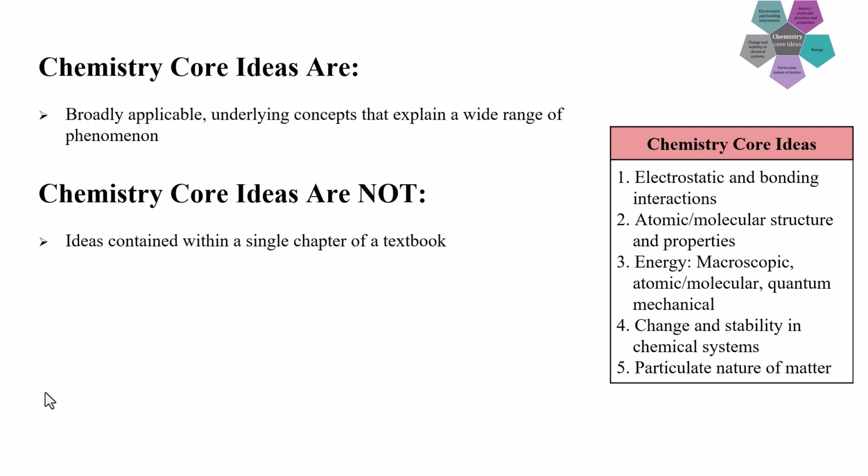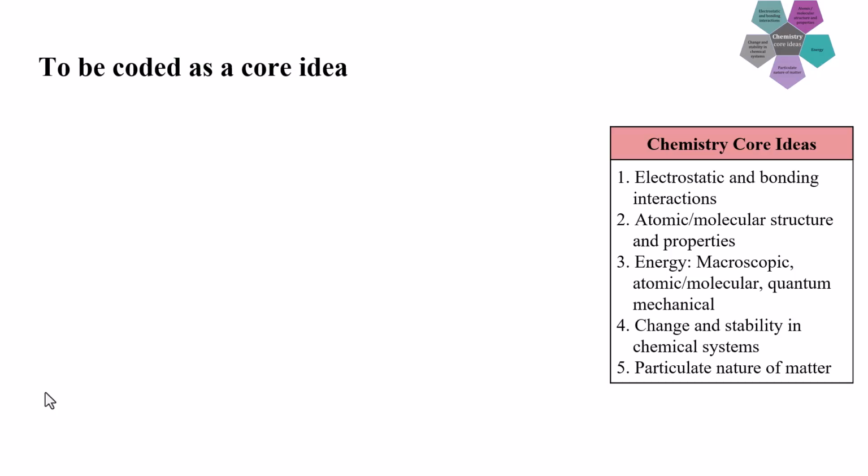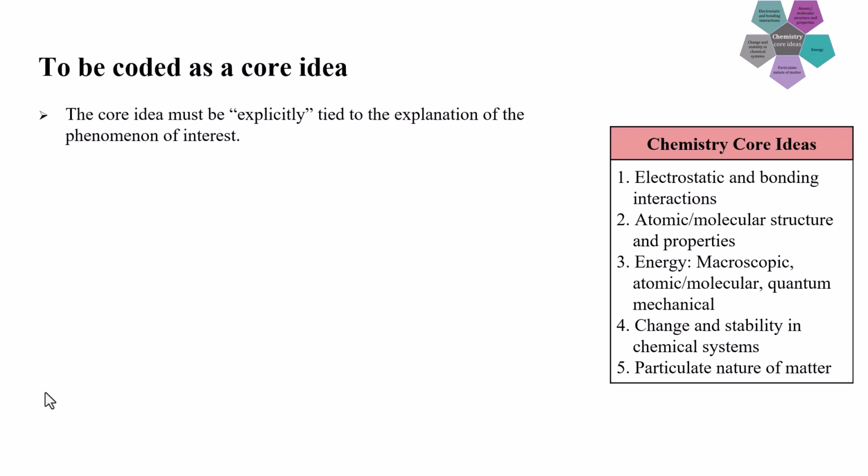One of the things to realize is that the core ideas, almost all of them will appear in almost every single chapter of a textbook if you want to think about that unit, that each of those have different ways that they might operate and come around in that particular space. So we also need to think, what does it take to actually be coded as a core idea when we're watching these videos? When is it present? When is it not? So one of the key things here is that the core idea must be explicitly tied to the explanation of the phenomenon of interest.